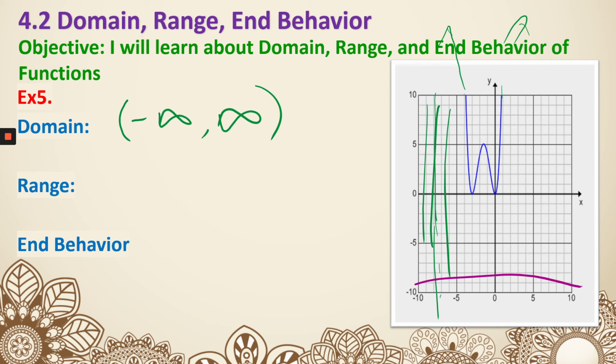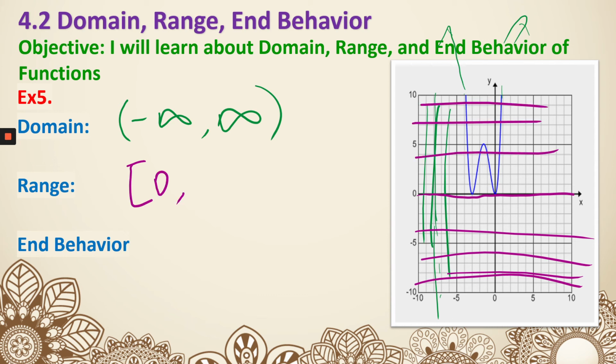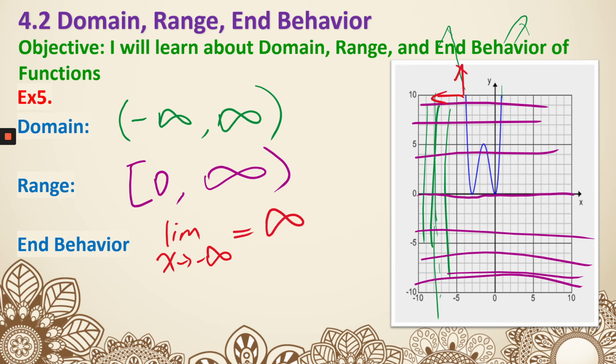For the range, nothing until I actually draw my line right on the x-axis. I'm actually getting points. That is starting from 0 all the way up to +infinity. As for the end behavior, we have two notations. To the -infinity, if I keep on going to the left, the graph is going up. It's +infinity. And if I keep going to the right, the graph is going up, so it's infinity again.